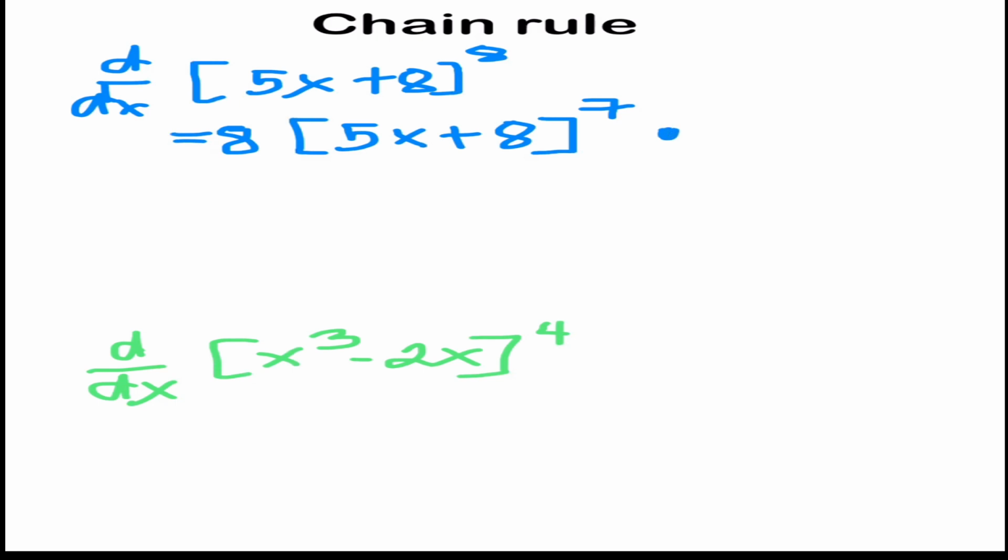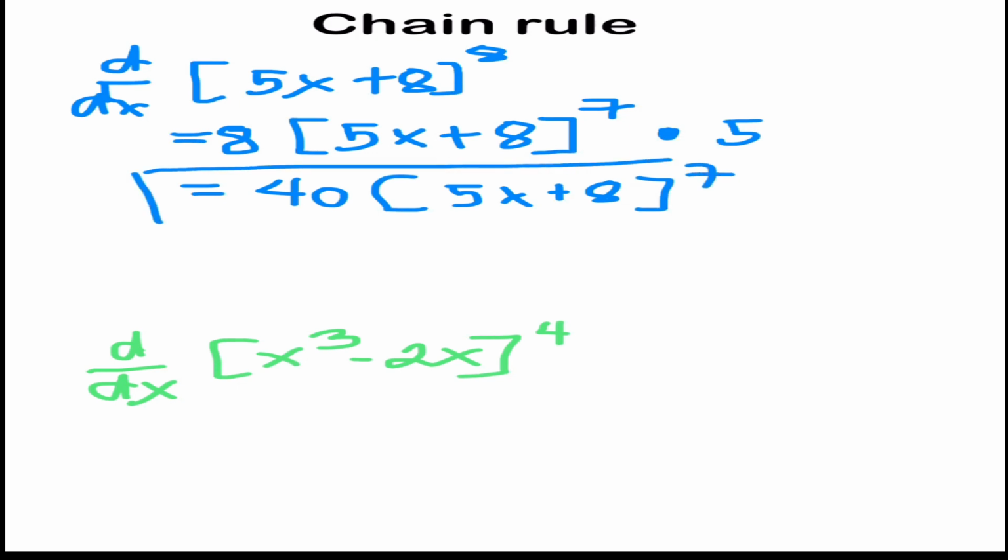Times the derivative of the inside. So what is the derivative of 5x? It's 5. How about the derivative of 8? Remember, 8 is a constant, so it's 0. We can now multiply 8 and 5. So 8 times 5 is 40 times 5x plus 8 raised to 7. And this now is the final answer.